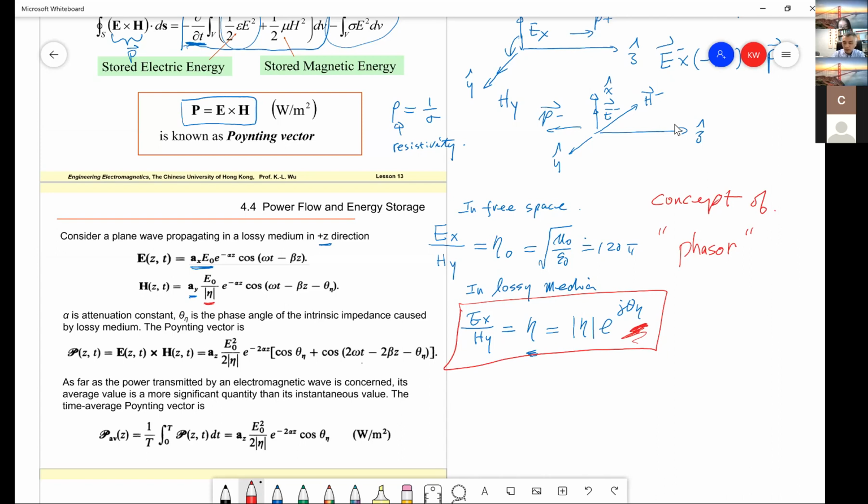Now we have E, we have H. Now we can calculate the Poynting vector. E cross H, because one is in the X and one is in the Y component, so that's easy, right? So E cross H results in a vector in that direction.